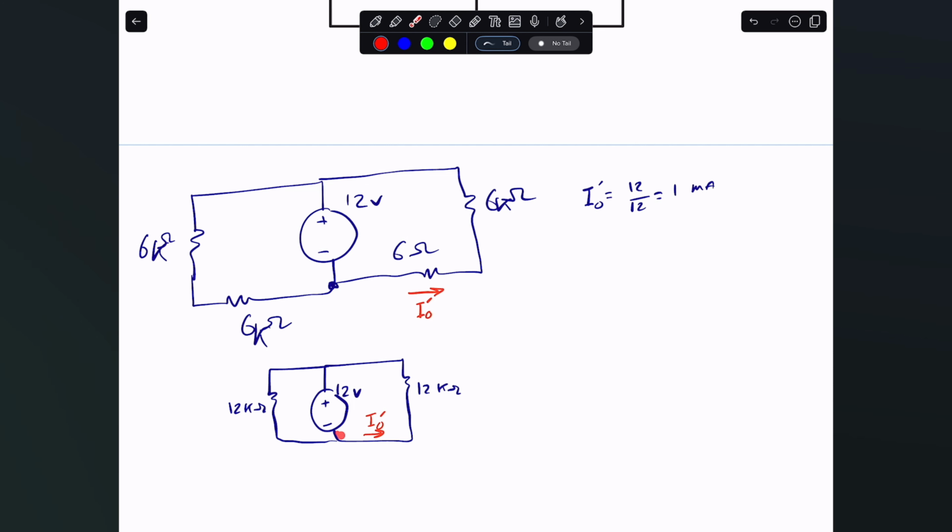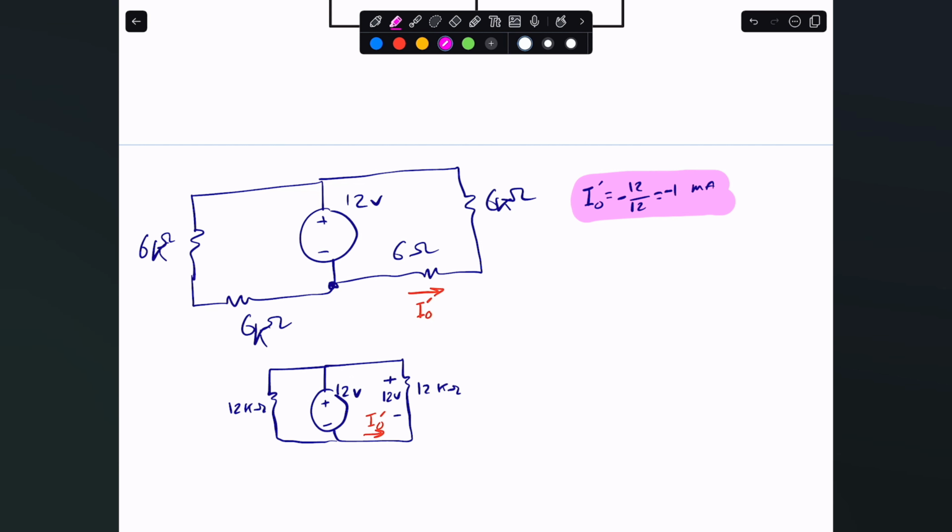If you think about it, the voltage across this plus-minus here is 12 volts, so I have to use a negative based on passive sign convention. So it's negative 1 milliamp. If this here is plus, this here is negative 12 volts because they're in parallel. This is higher than that, so the I is going negative, and I have to put that negative in, based on passive sign convention. So we've figured out the effect of the 12 volts on I naught.